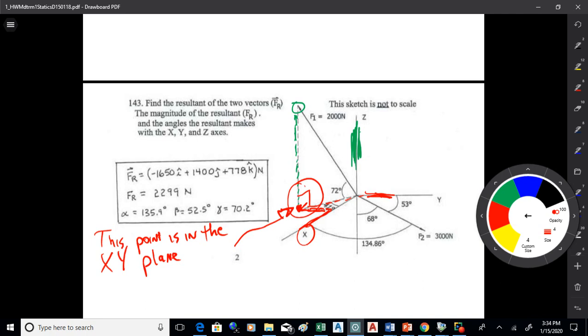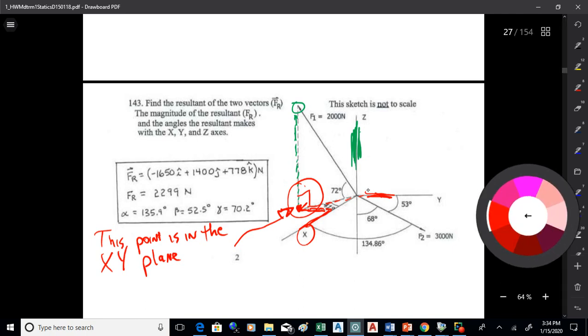So what that means is I've got a right triangle there with F1. What I can do with that is I can do cosine of 72 times 2000, and that will get me the magnitude of this force right here. So that right there is cosine 72 times whatever F1 is. Okay.